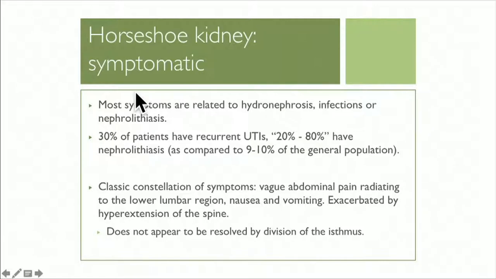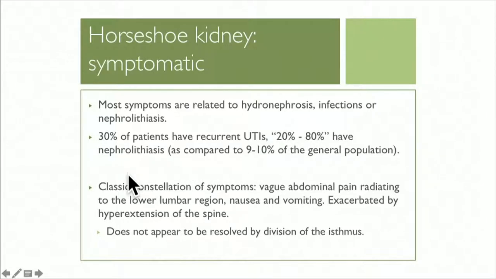Horseshoe kidneys that are symptomatic are generally related to hydronephrosis, infections, or stones. They quote about 30% of patients having recurrent urinary tract infections, and a higher proportion have stones than the general population. The real number is a little unclear. It's probably somewhere between 20 and 50%.